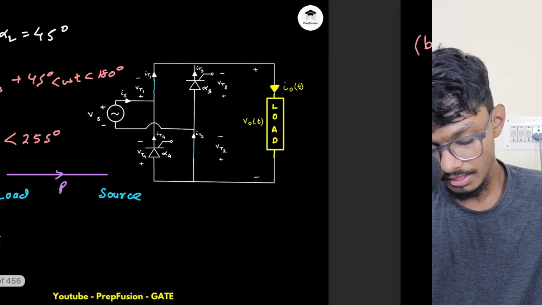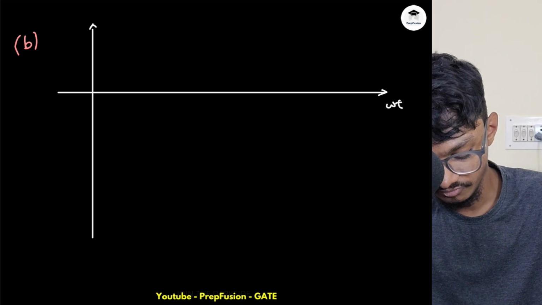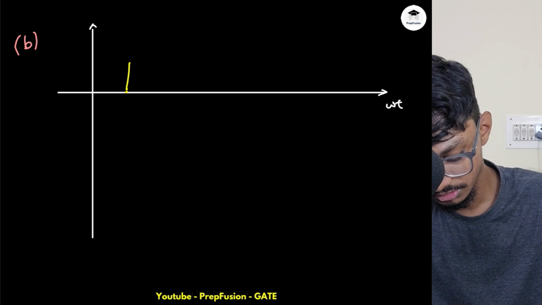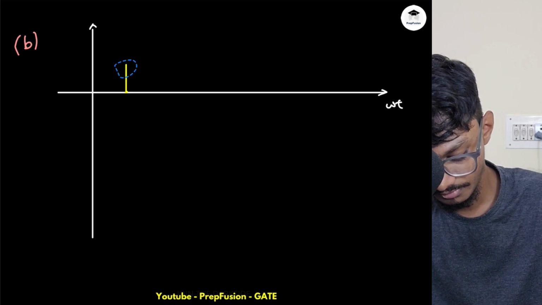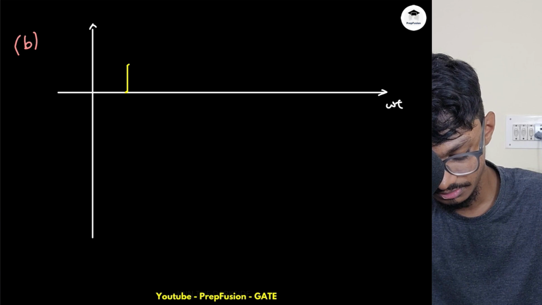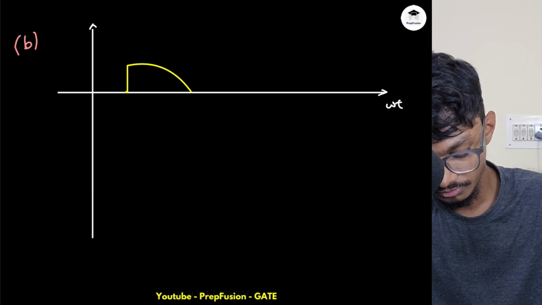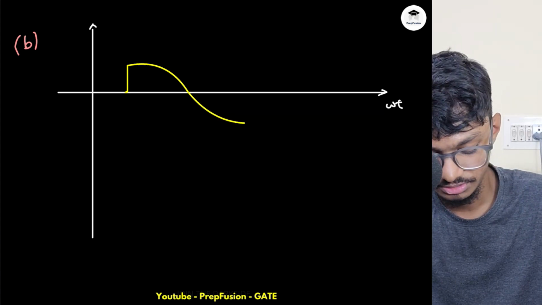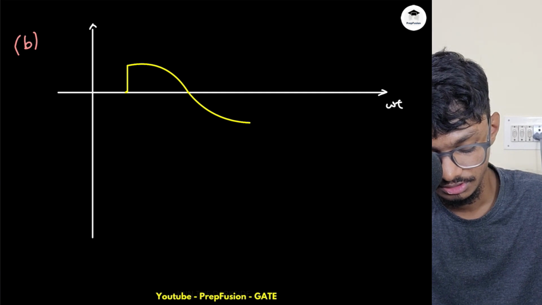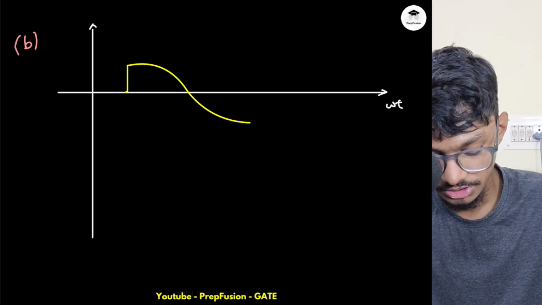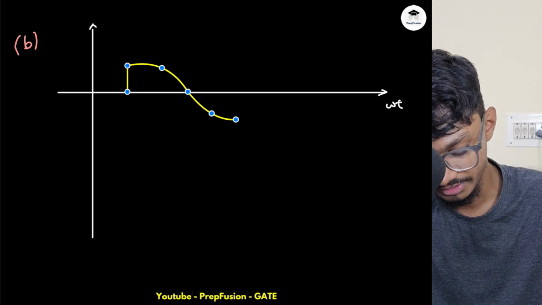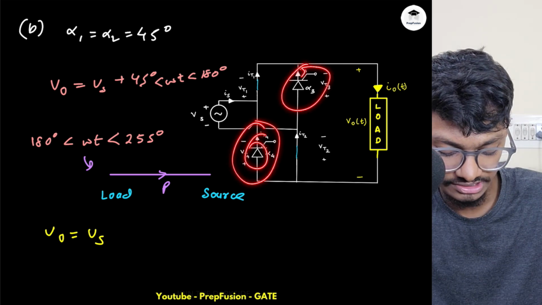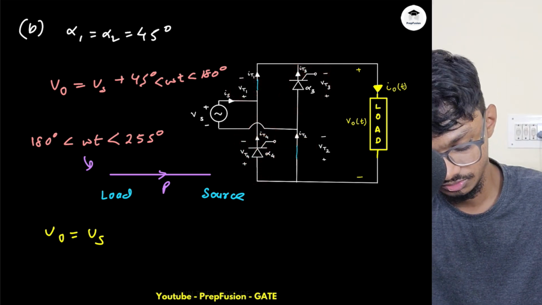Okay. So if I draw from alpha 1 here, it will follow the input, plus Vs, and it will keep on following the input up until 255 degrees. Then at 255 degrees, what will happen? At 255 degrees, this T3 and T4 will be triggered, and they will naturally commutate T2 and T1.